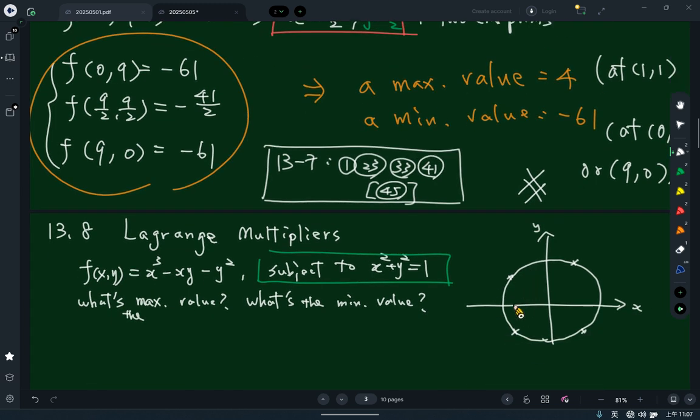One way is you just try to list all possible points and then calculate their function values, and then compare the function values. Then finally you can pick the maximum value and the minimum value. But it's impossible, right? Because we have infinite numbers of points from this circle. So we cannot do that. So in this case, we need to rely on Lagrange multipliers to solve this problem.